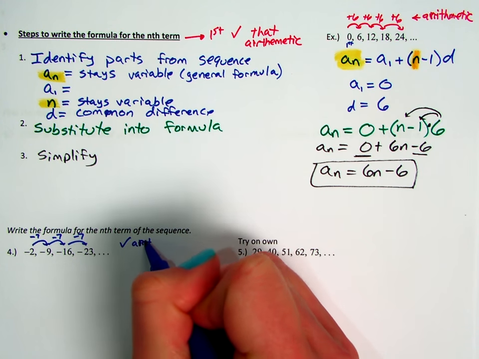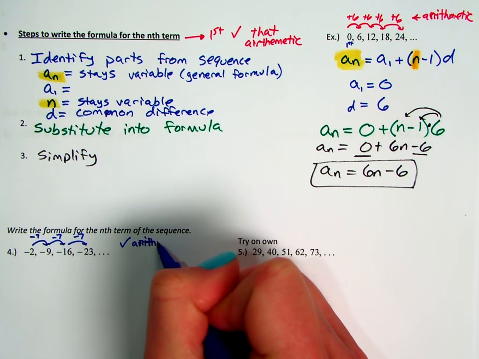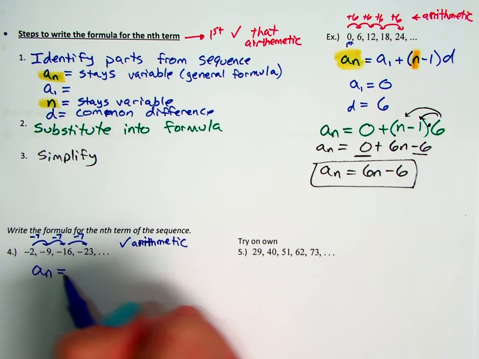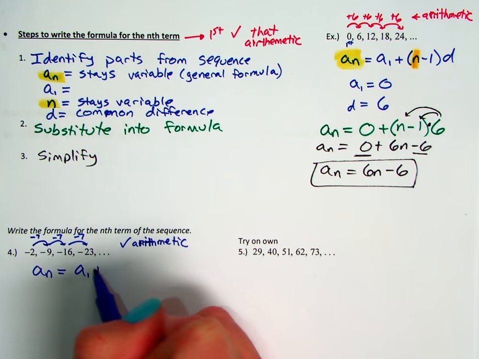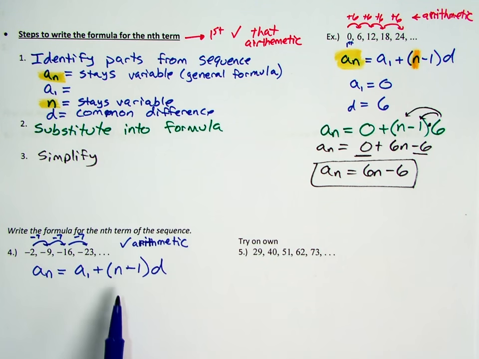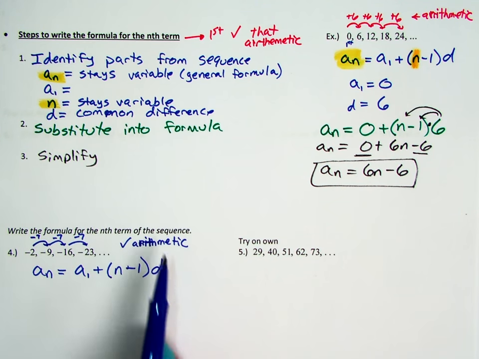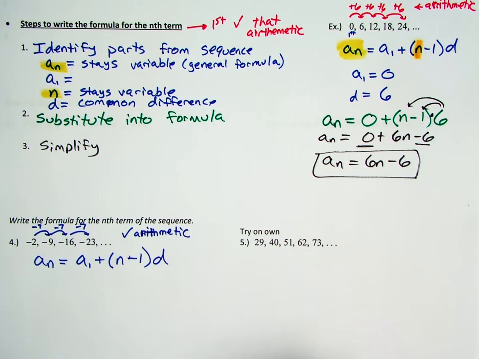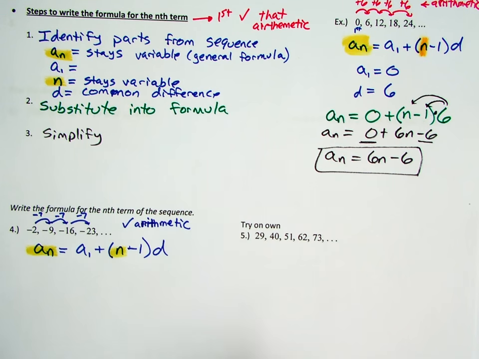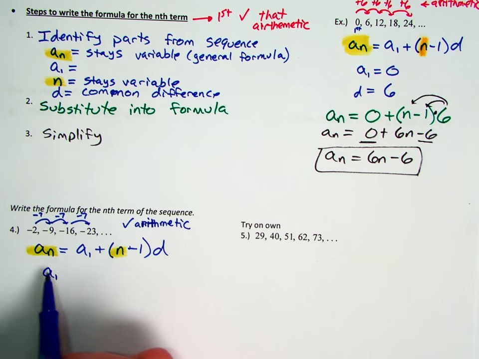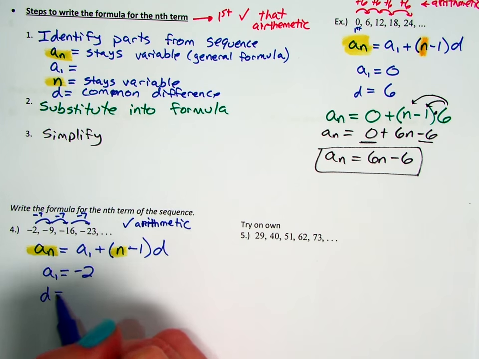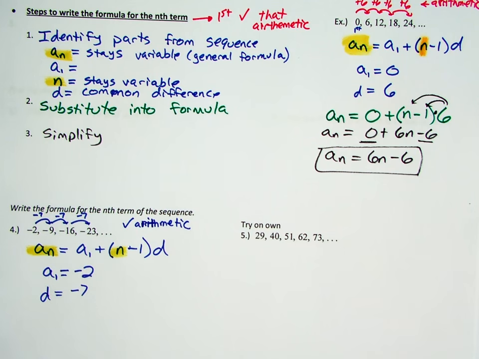Sorry, I keep putting that backwards. Arithmetic. Which means we go to the formula: a sub n equals a sub 1 plus the quantity n minus 1 times d. So you're going to have to memorize this formula, because once you know that it's arithmetic, you need to have this memorized. Remembering that the a sub n and the n stay variables. So a sub 1 means what's the value of the first term? Well, we know it's -2. D is the common difference, which in this case is negative, so it would be -7.